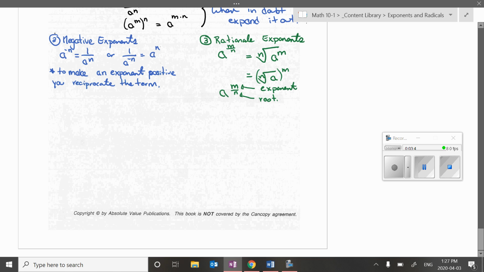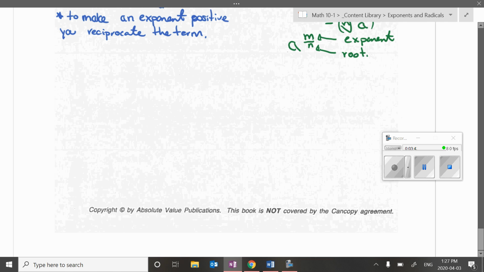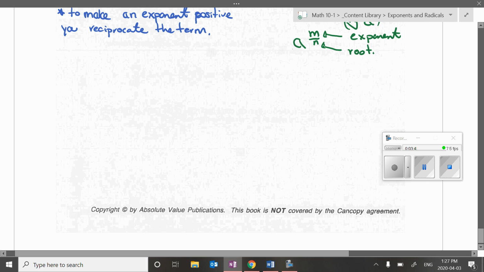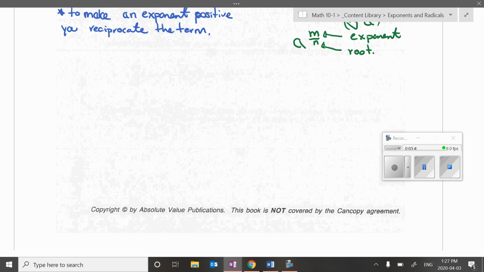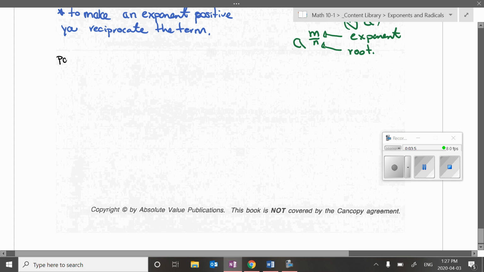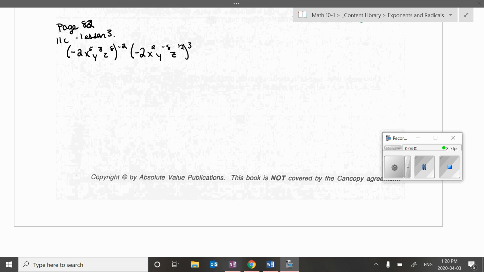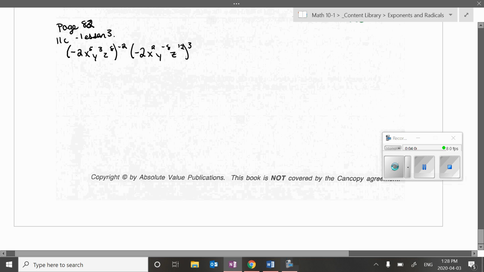I'm going to do two questions now that I had a few questions on last week and I never got to cover them. So the first one is on page 83. So this was lesson 3, 11C. I'm just going to take a second and write down the question here. Okay, so on this, first off, sorry, it was page 82.